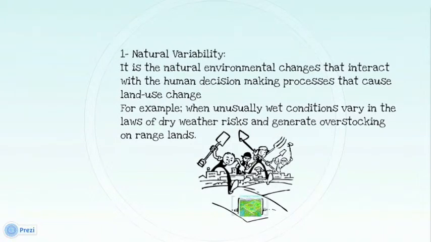So, the first cause that we have here is natural variabilities. It is the natural environmental changes that interact with the human decision-making process that cause land use change. So what does that mean? It explains that when humans are in need of land and decide to take a part away of the natural habitat in order to provide construction and building space, weather conditions may affect that land. And there is some example for it, like when unusually wet conditions vary with periods of dry weather, risk can generate overstocking on rangelands.